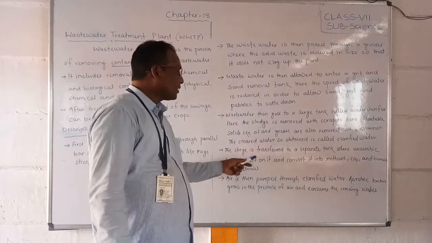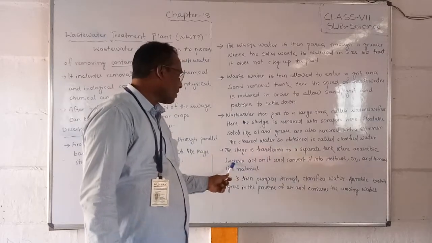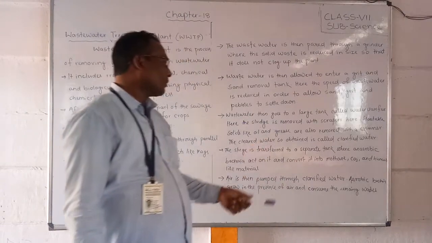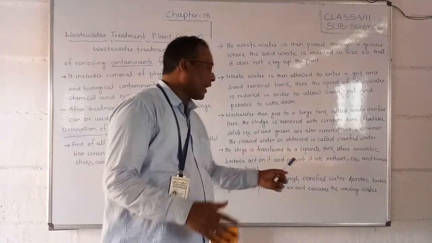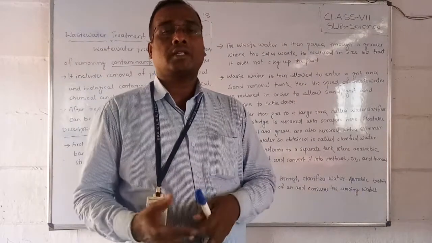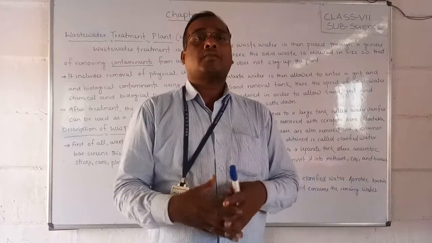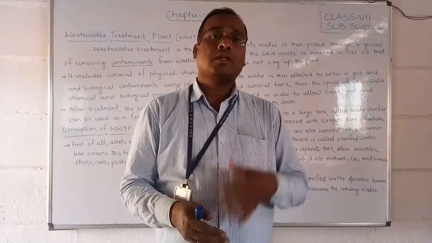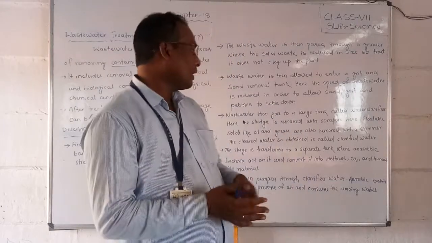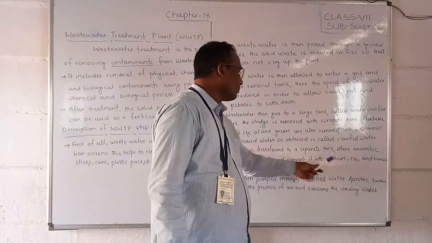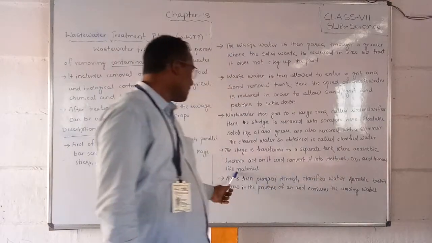The sludge is transferred to a separate tank where anaerobic bacteria act on it and convert it into methane, carbon dioxide and humus-like materials. This is another tank where the anaerobic bacteria are present. When the sludge enters, the bacteria produce carbon dioxide gas, methane and humus.